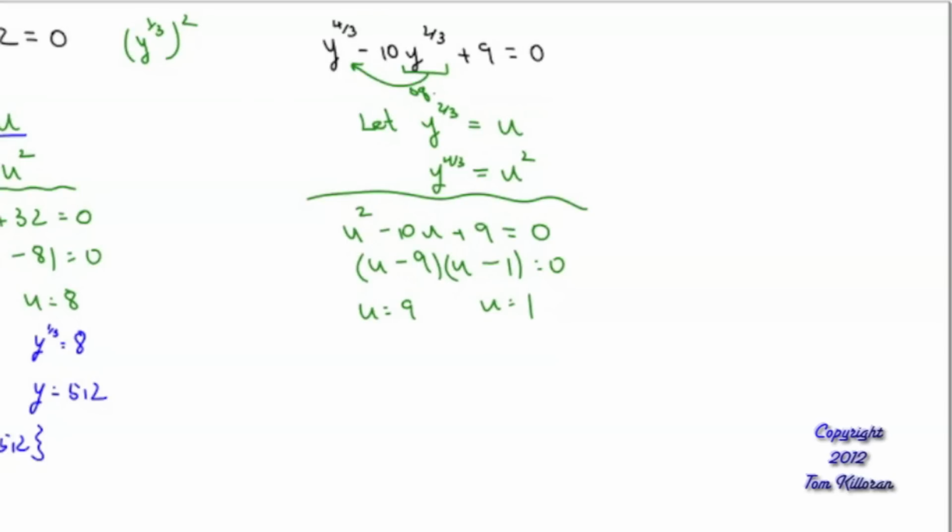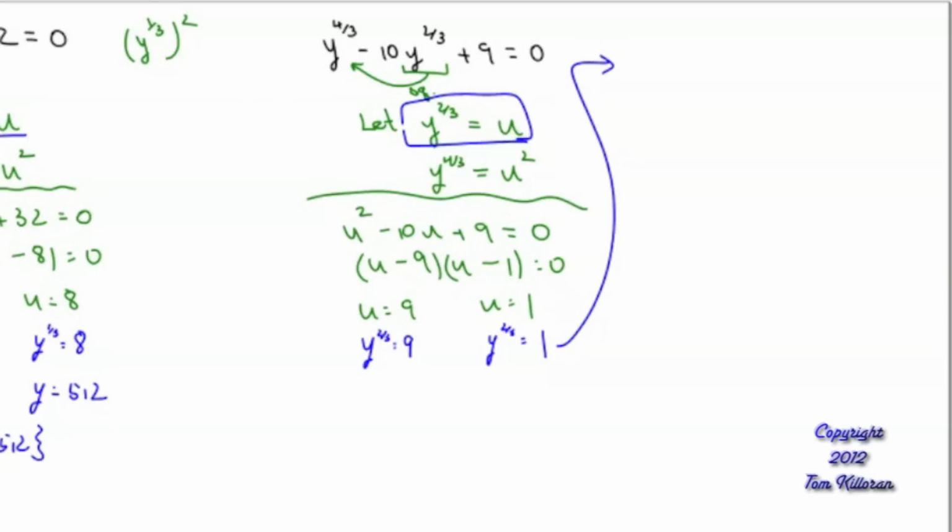I want to solve for y, so what's u equal to? Y to the 2/3. You go back to that first step. So this becomes y to the 2/3 is equal to 9, and y to the 2/3 is equal to 1. I'm going to rewrite this. It's getting a little low for me. So y to the 2/3 is equal to 9. Let's deal with that one. Here's a reason I'm writing it bigger.